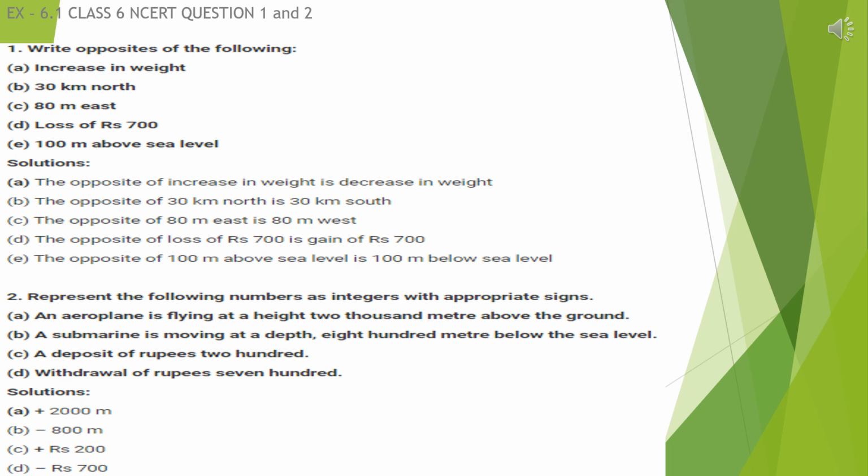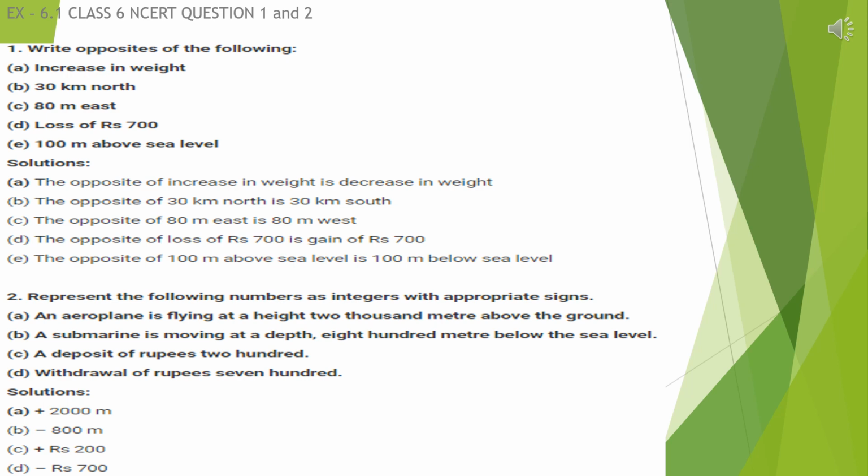Now let's continue with question number 2. Represent the following numbers as integers with appropriate sign. First part, an aeroplane is flying at a height of 2000 meter above the ground. In this sentence, above represents positive sense. So the answer will be plus 2000 meter.